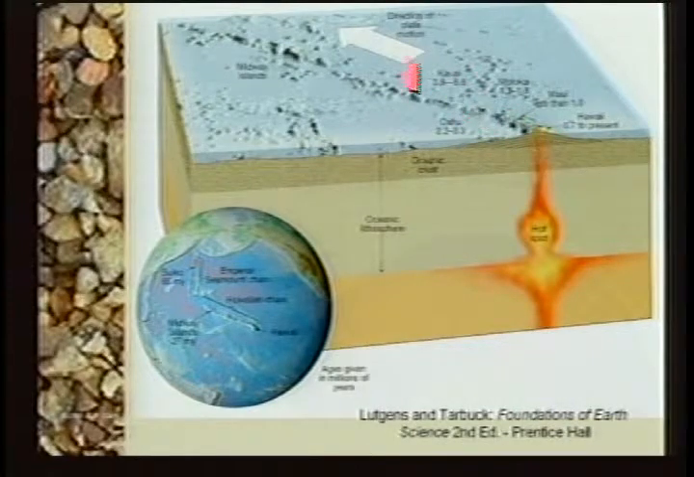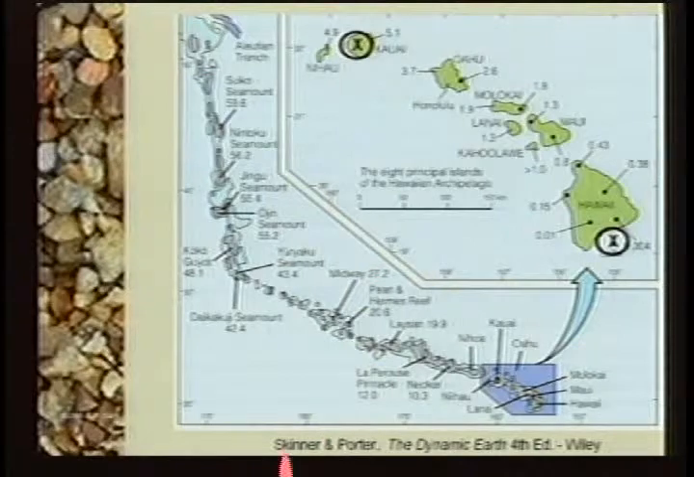The plate continued to move. The hotspot stayed in the same location, and therefore we have a younger and younger and younger volcano being formed as the plate moves. Let's calculate just how much was moved, and we're going to do a very rough estimate here. Here's another diagram, an overhead of the islands of Hawaii.